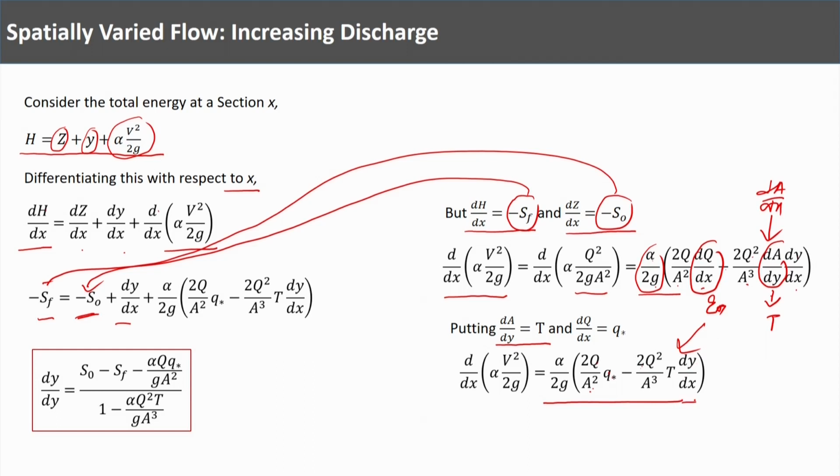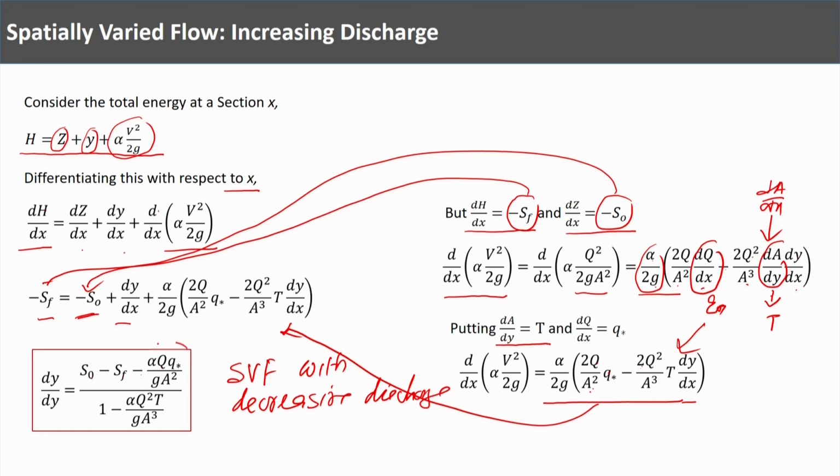Okay. So, if I put this in this equation, this part I am putting here. Then if I simplify it, I am getting dy by dx equal to S naught minus SF minus alpha Q q star by g A square divided by 1 minus alpha q square T by g A cube. Okay. So, this is the governing equation for spatially varied flow with decreasing discharge.